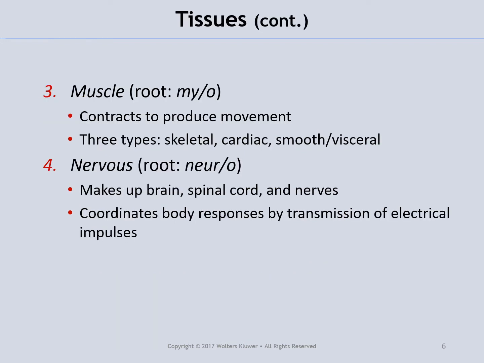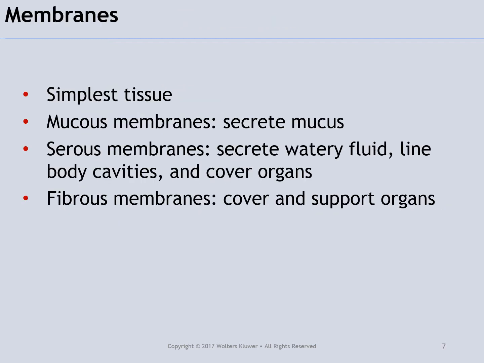Muscle contracts to produce movement. There are three types: skeletal, cardiac, and smooth, and we'll delve deeper into these as we get to those systems. And the last tissue is the nervous, which is the brain, spinal cord, and the nerves. And that's responsible for coordinating body responses by the transmission of electrical impulses.